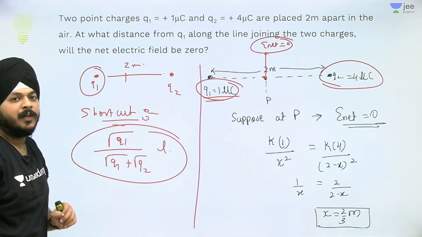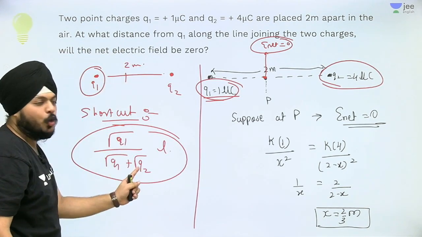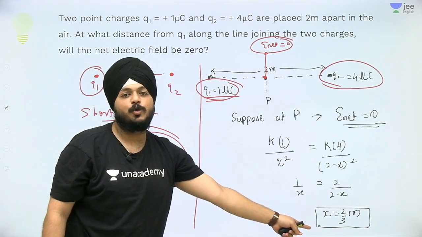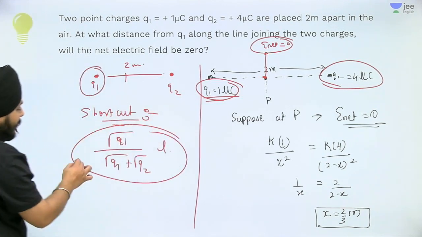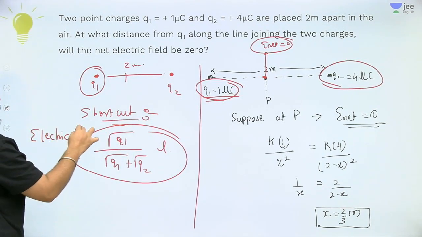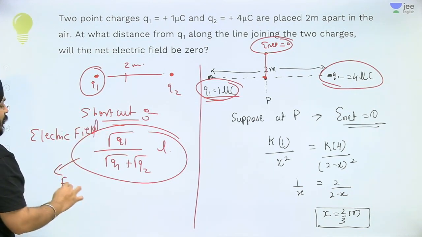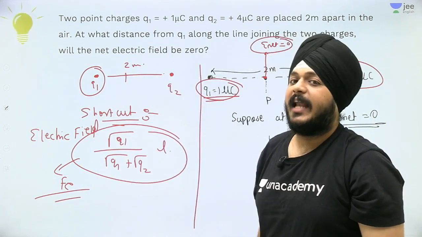This is my shortcut. If I replace Q1 as 1 coulomb, 1 whole divided by 1 plus 2, my answer would be 2 by 3. So this is the difference between the shortcut and the long method. This is applicable for the electric field also, and it is applicable for the electrostatic force also.